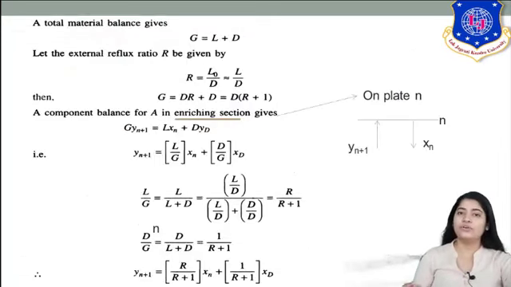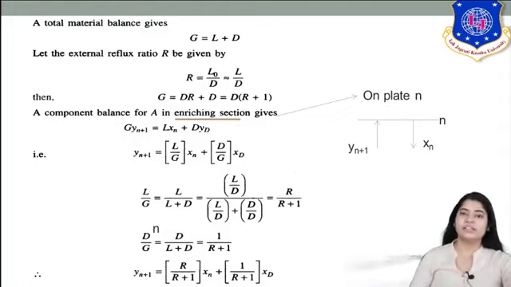So now overall balance was what? G equal to L plus D. Okay, now this is very clear. In the top part, you get your vapors, your more volatile component. So vapors are entering, and liquid and distillate are getting out.